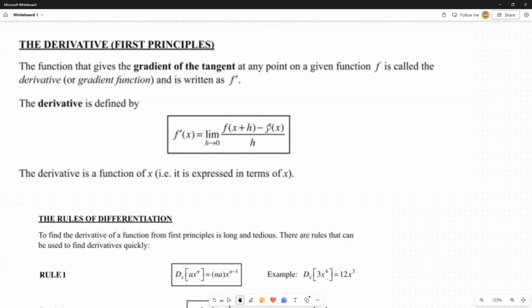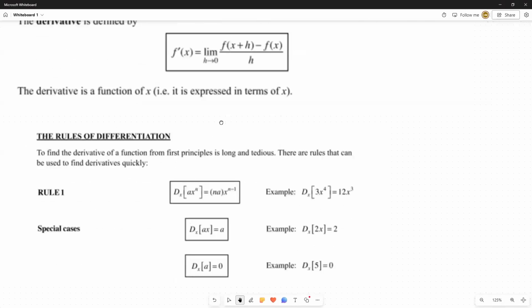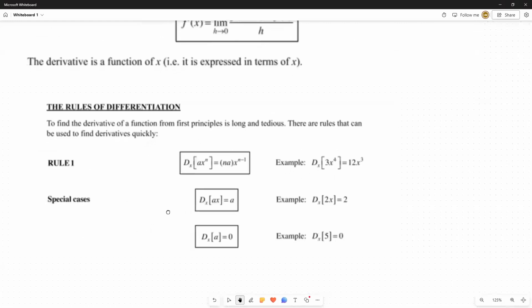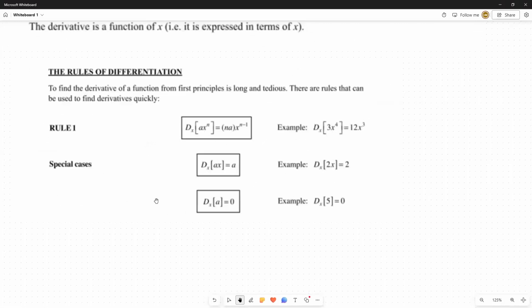This here would be the original equation, and then that one would be the original equation plus h. And then we have to simplify. When we're done simplifying, we're going to equate h equal to 0. If they don't ask with regards to the first principle, we can use the rules that we have over here.